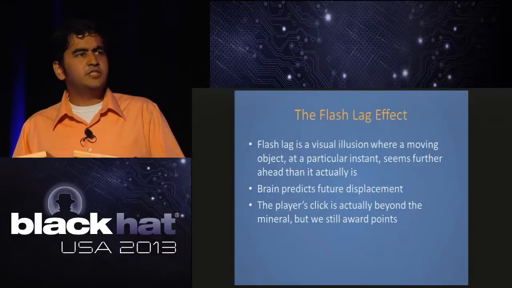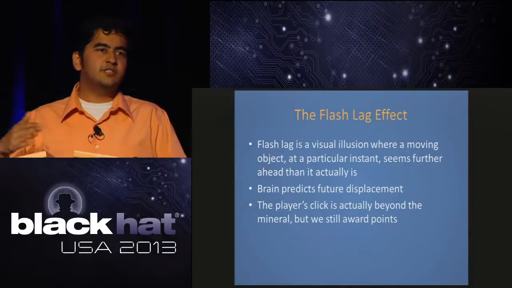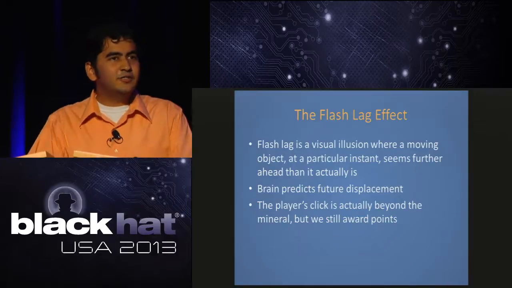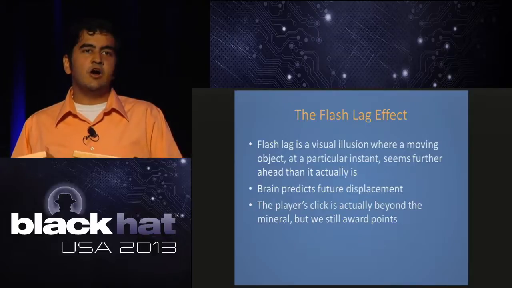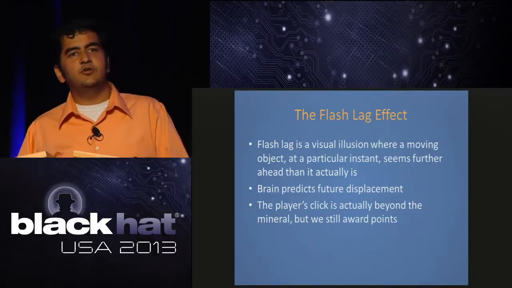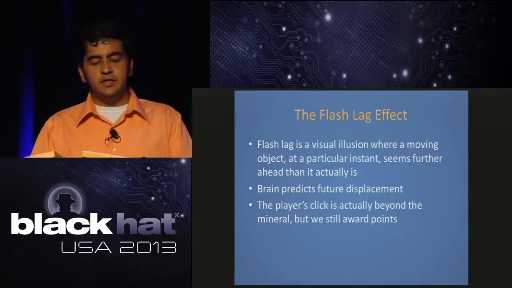This is a well-studied illusion in human perception where a moving object at a particular instant always looks a bit further than it actually is. Neuroscientists believe that the reason for this is that brains inherently have an idea of inertia, and they believe that a moving object can't suddenly just stop. So we tend to assume that it will be a little further away than it actually is.